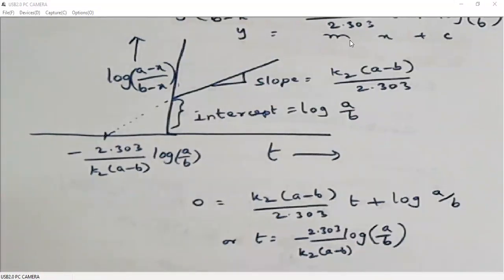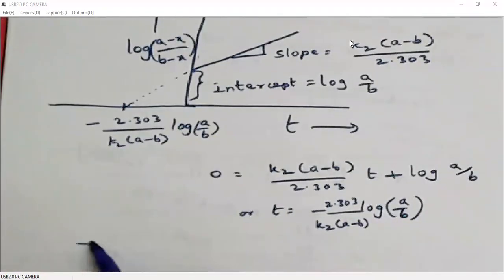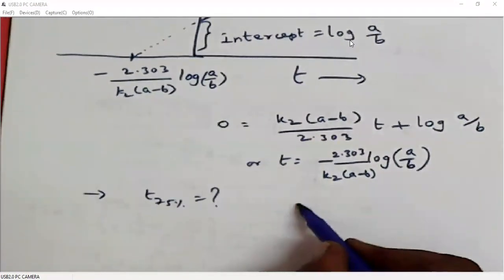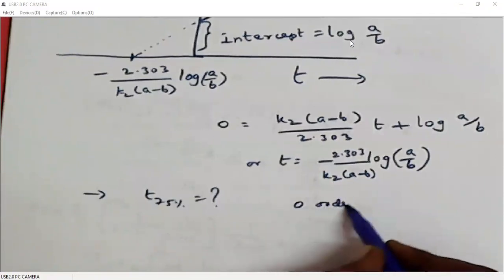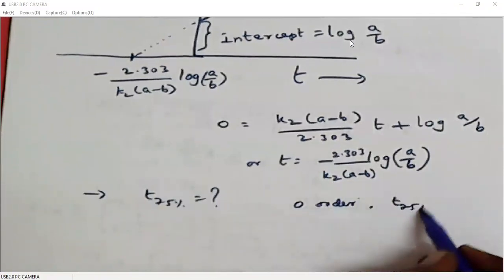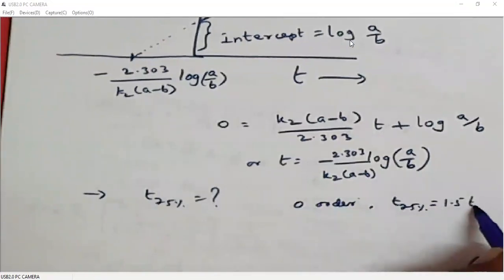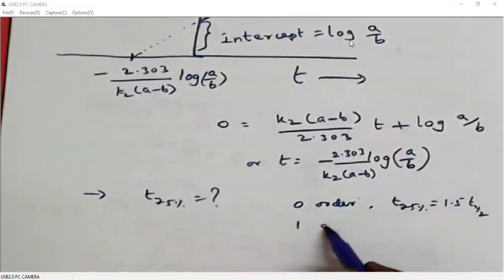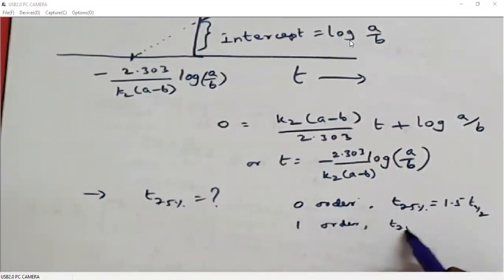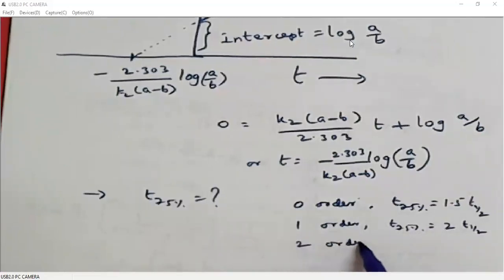Now we will derive the expression for T 75% of a third order reaction. Of course, in analogy, for a zero order reaction, T 75% is equal to 1.5 T half. For a first order reaction, T 75% is 2 times T half. Similarly, for a second order reaction, T 75% becomes 3 into T half. Now we will derive this.